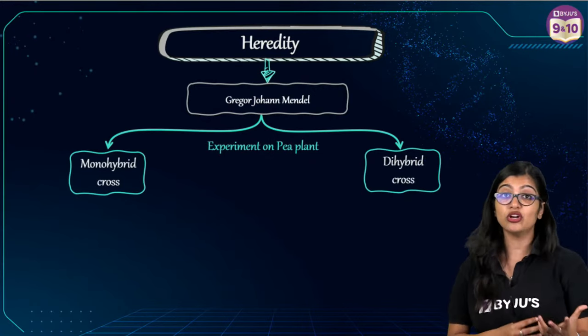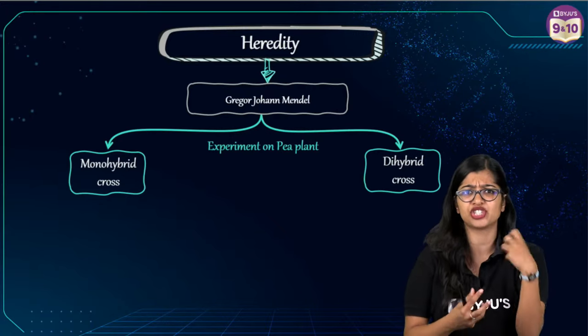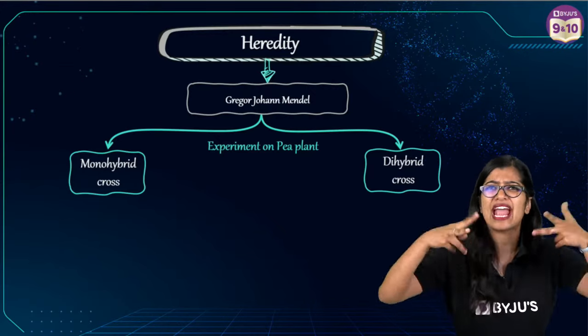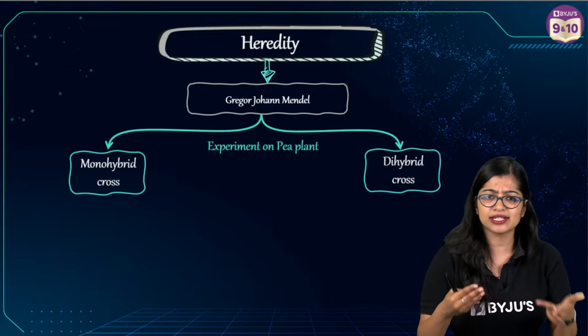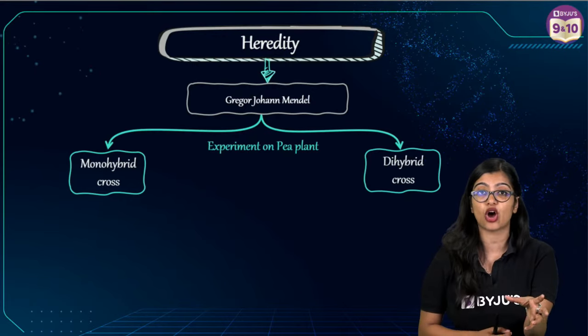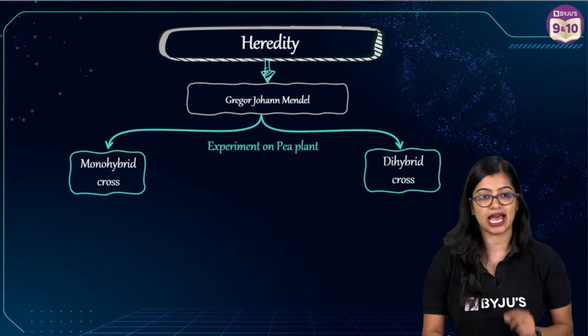And then he went on to understanding and devising how genetic information is passed on from one parent to the offspring, how exactly does it, right? So based on all of this, right, we see that he made up the monohybrid cross, based on which he devised two laws, and then we had the dihybrid cross as well.